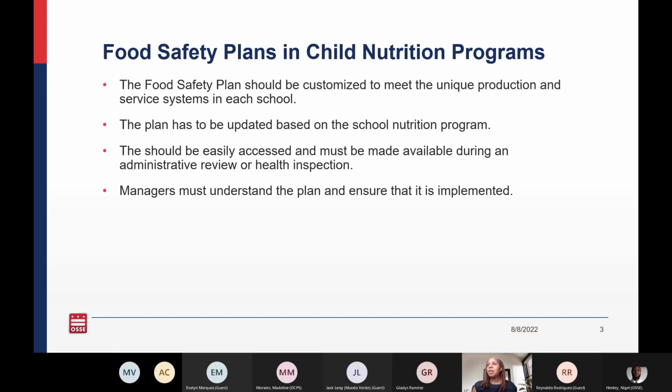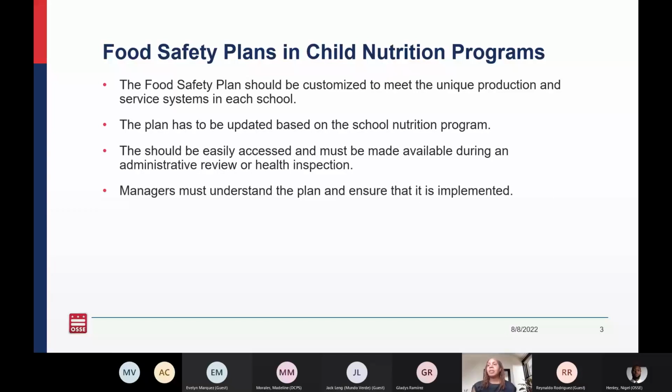So, as I said, today we will be talking about a food safety plan, and each school must have a food safety plan. When we think of the food safety plan for our school, it should be customized to meet the unique production and service systems in each school. That means if you have one set of schools that might have one particular vendor and another school has another method of service, maybe self-prep or another vendor, their safety plan should not look the same as another site. And the plan has to be updated based on the school nutrition program. So again, if something changes, you want to make sure that your safety plan changes.